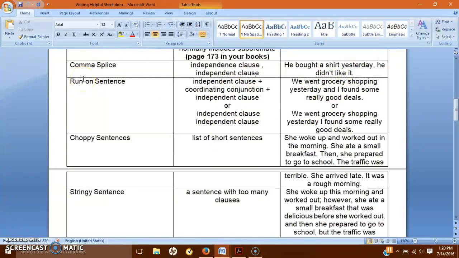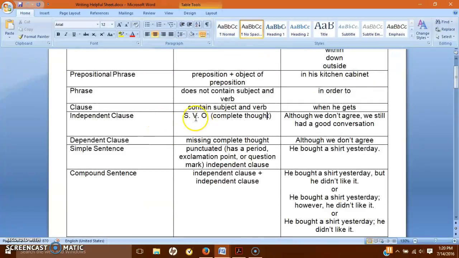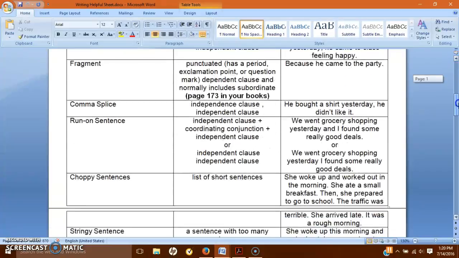Okay, so comma splice. What the heck's a comma splice? So an independent clause is something that contains a subject, a verb, and a complete thought, and normally that complete thought is an object. So an example would be, although we don't agree, we still had a good conversation. These are basic sentences, okay? If you're missing one of those parts, it's normally a fragment.